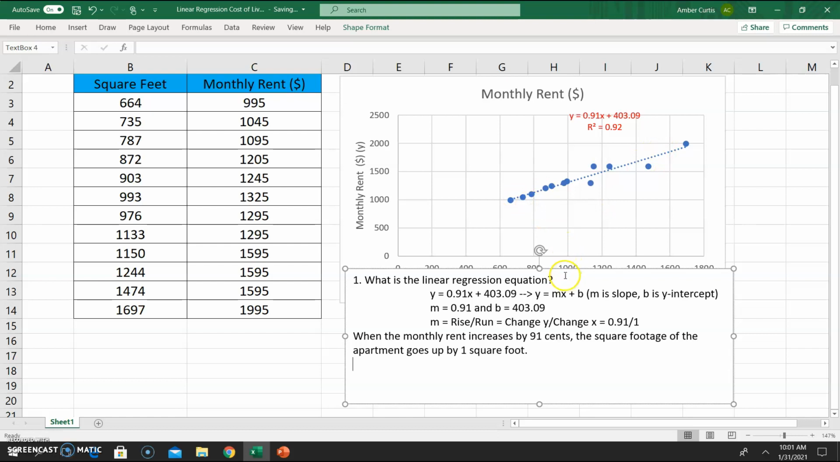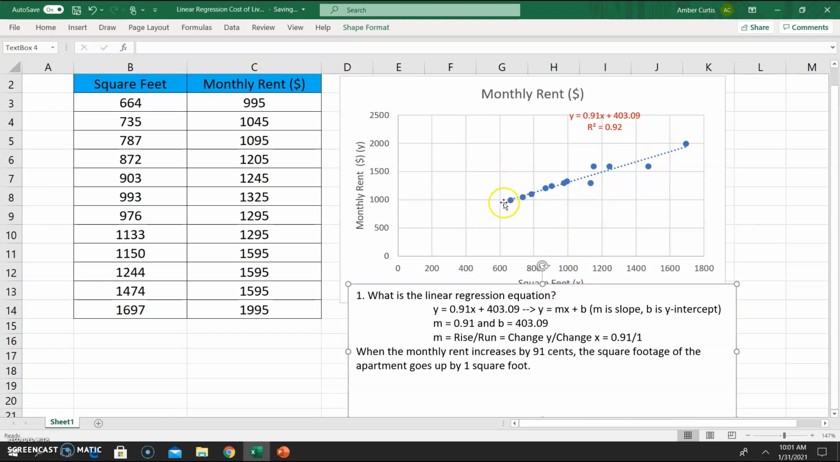So if we were to follow this line all the way across, that would suggest the apartment was 0 square feet and we pay 403, which obviously doesn't make sense, but we're going to run with it because that's what the interpretation would say. Like I said before, when you create these models, they don't always extend perfectly into the past or into the future. But the idea is that they give you a reasonable model within a certain domain.